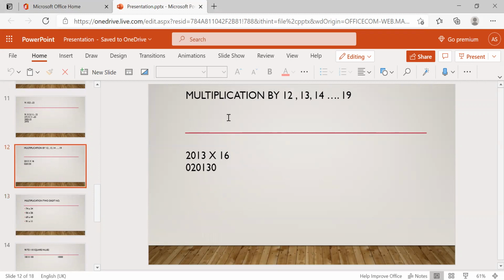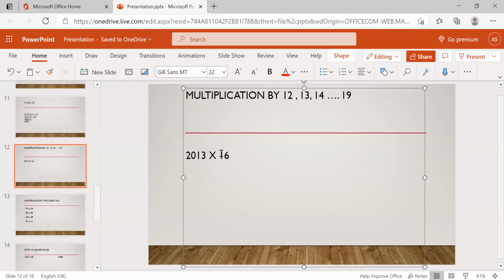Multiplication by 12 and 13 we discussed yesterday, and this is the same method we follow up to 19. For example, see 20 times 13 here. How many digits are there in 20? 2 digits. Then we have to add 1 zero at the start and at the end. So 0 2 0 1 3 0. As usual with 11, 12, 13, 2 digits means we add 2 digits at a time.